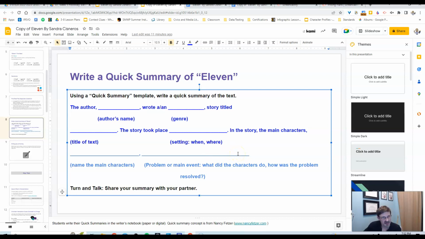So just take a few minutes. Again, pause the video right here. Give students a few minutes, and then give them a few minutes to kind of share what they have. And then resume the video when you think everyone's had significant time to finish this. You're going to do this in your writer's notebook or on a piece of paper if you do not have your writer's notebook with you today.